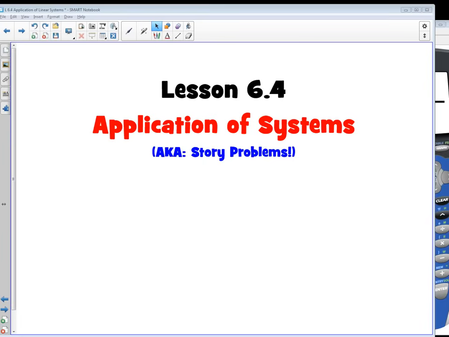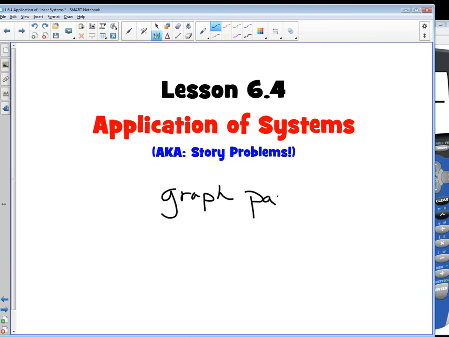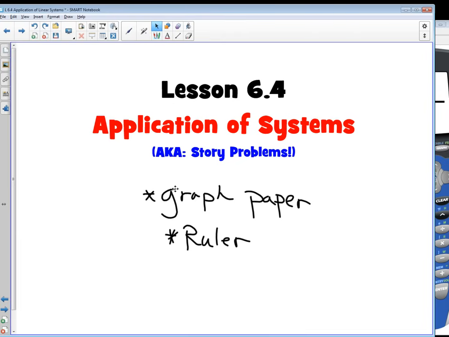This is lesson 6.4, Application of Systems, also known as story problems, which is everybody's favorite. Make sure you've got some graph paper and a ruler. If you have a graphing calculator, that's very helpful, but it's not necessary. In fact, I'm going to show you how to use the graphing calculator one more time, and then you can use it when you get to class.